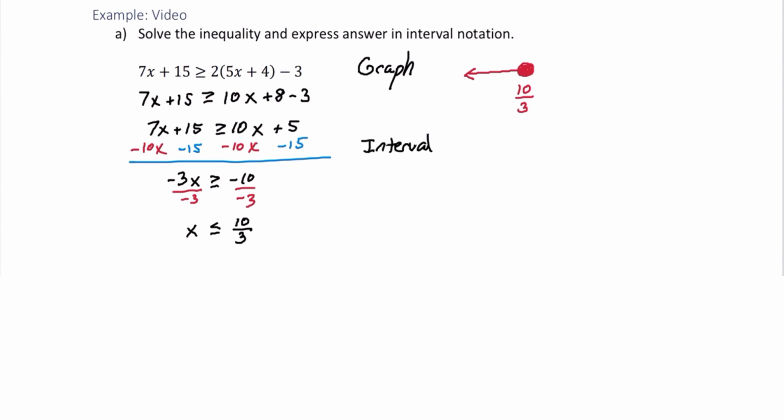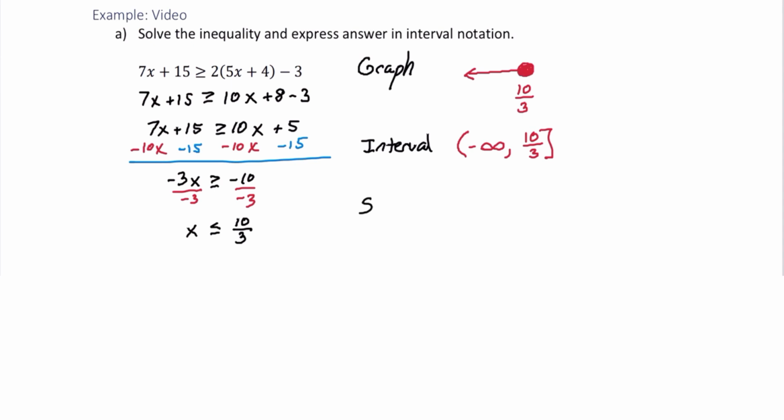The interval notation will have two values, a smallest and a highest. If you look at the graph above, notice it's pointing to the left. It's pointing to negative infinity. We'll use a parenthesis on negative infinity, and then the right side goes up to 10/3. And since we can include 10/3, it will get a bracket.